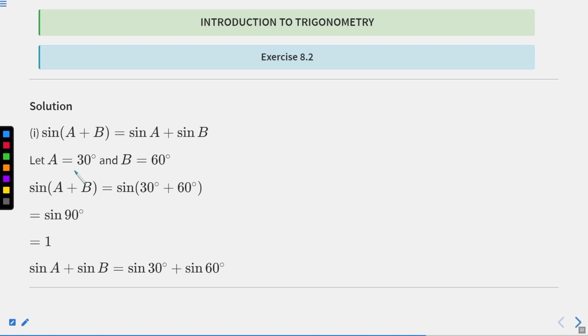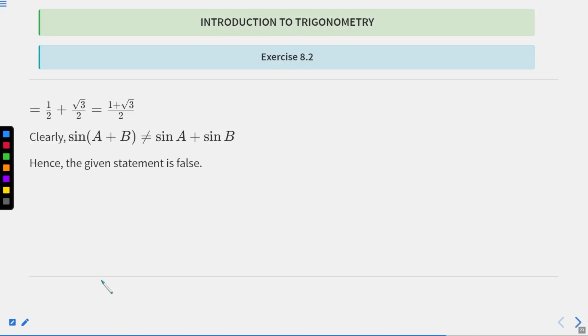Okay, sine of 30 degree plus 60 degree, that is your sine of 90 degree, and we know the value of sine of 90 degree is equal to 1. Now if we replace the value of A as 30 degree and B as 60 degree in the right hand side, then we get sine A plus sine B, which is equal to sine 30 degree plus sine 60 degree, and we know the value of sine 30 degree is equal to 1 by 2, and the value of sine 60 degree is equal to √3 by 2.